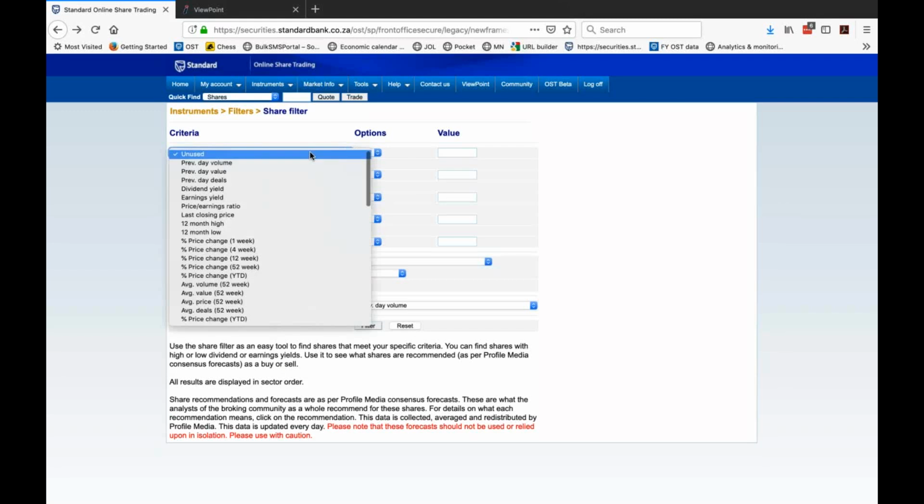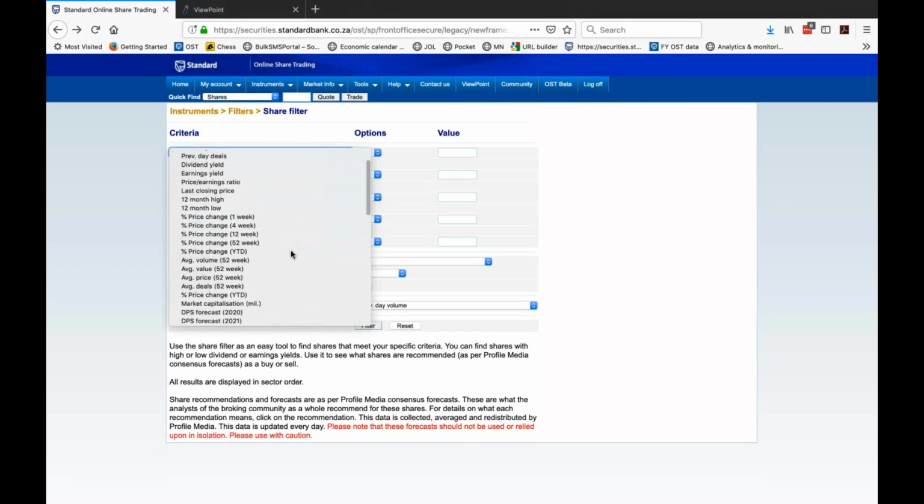Reset filter, favorite button on the whole thing. So what you've got is your percentage price changes, and then you've got your average volumes, values, price over 52 weeks, and deals. Again, not something I've ever used, but certainly they are there. Market capitalization, useful for finding large stocks, useful for finding small stocks.